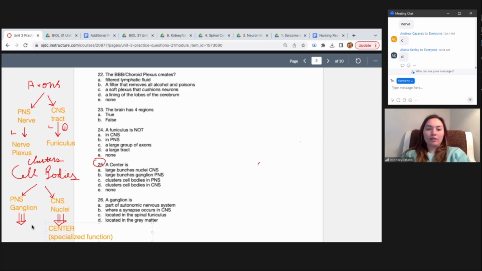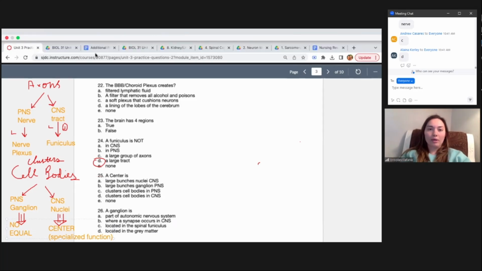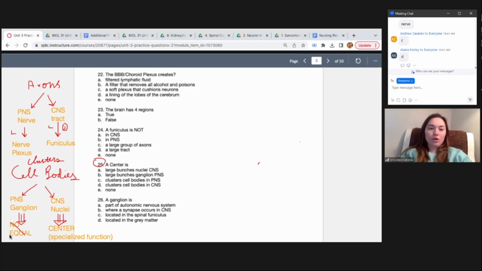And I did a little tricky thing over here. There is no equivalent, no equal, so I'll write a big X. There's no bigger form of the ganglion. Does that make sense? The ganglion is just the ganglion. There's no bigger form. The nuclei get together and become a center.